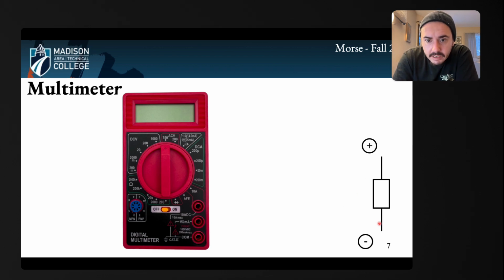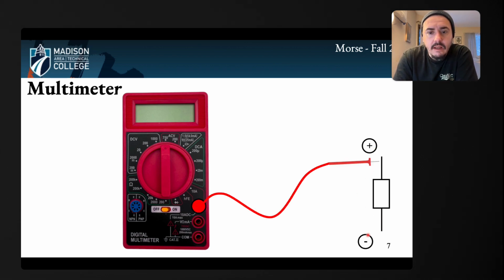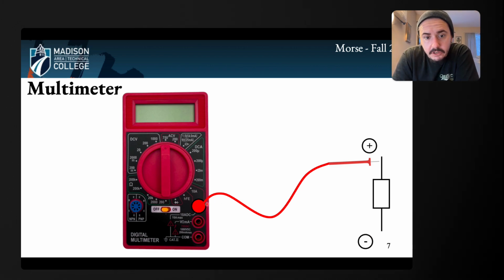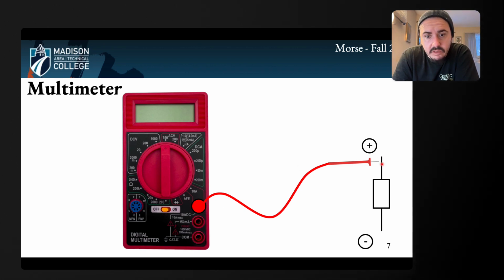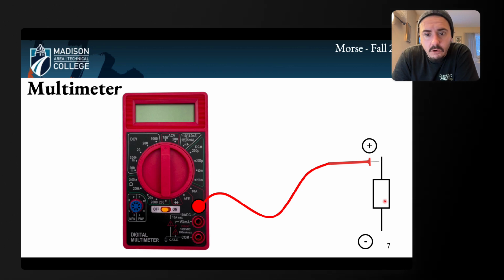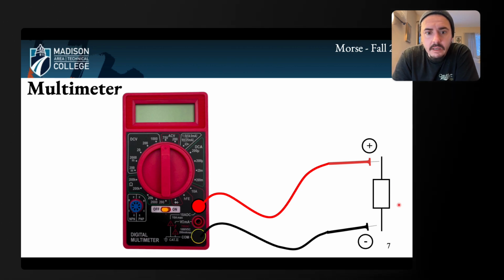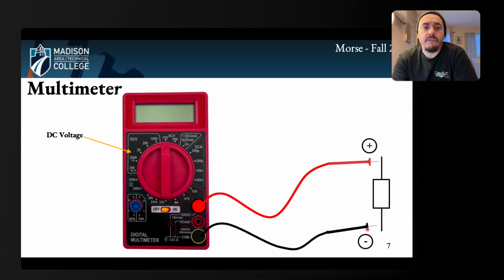So right here, I have some sort of component. It's got a positive side, it's got a negative side. I have a test probe that goes from the positive side here, and I put it in contact with the lead on the positive side of the resistor or whatever this component is here. And then I have a black probe, so this is my common or the negative side. And then let's look at all the different functions.